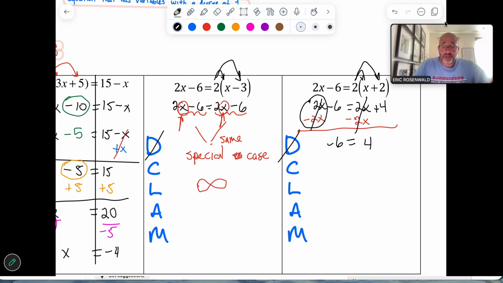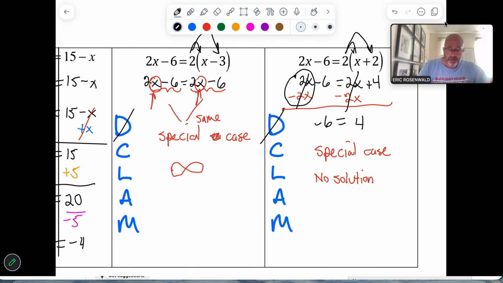This is, again, a special case. When this happens, my variables are gone. I have to ask myself, do I have a true statement here? And unfortunately, negative 6 doesn't equal 4. And what this tells us is that there would be no solution for this. What this means is that these two expressions could never possibly be equal to each other.